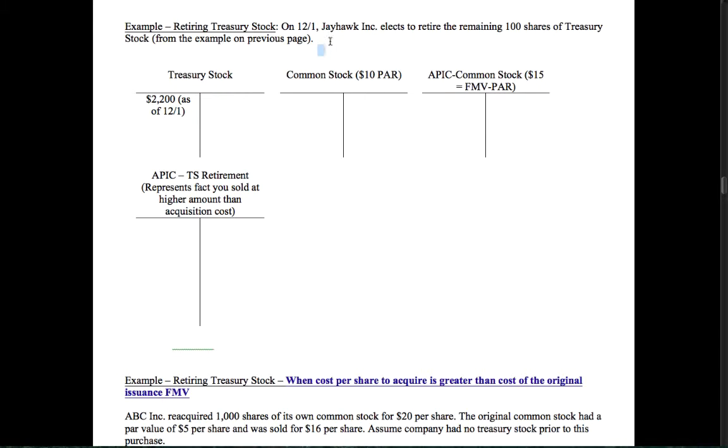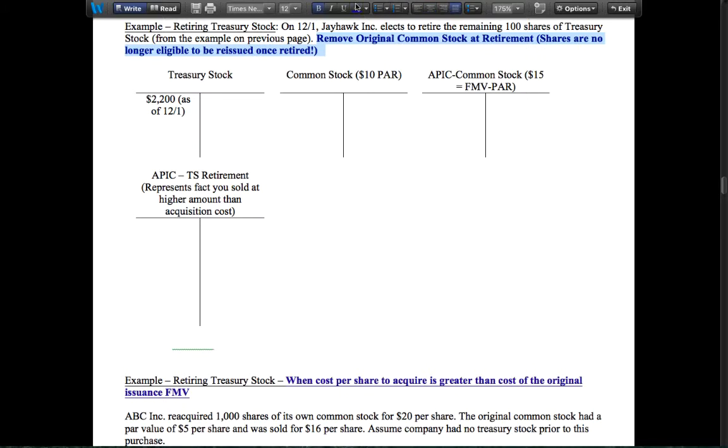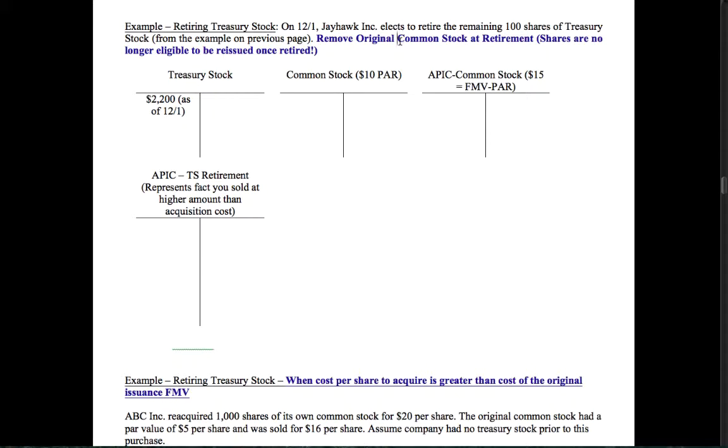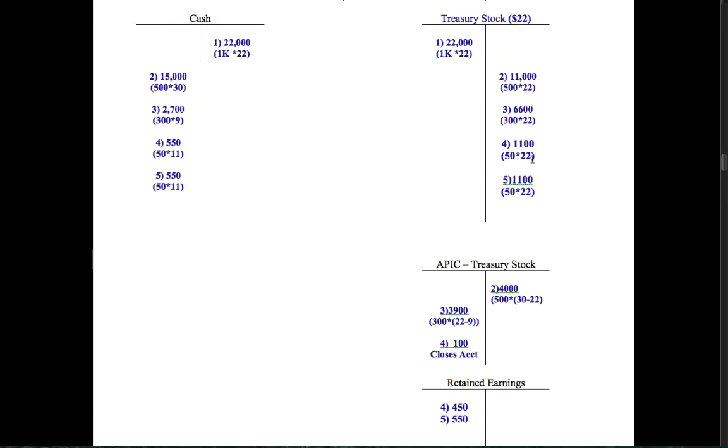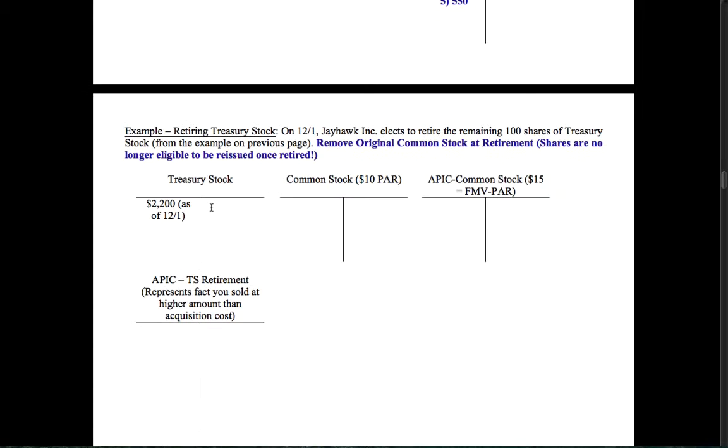And there is a note that says just that right there. You remove the original common stock as retirement because you're no longer eligible to reissue those shares once they are retired. From our example on the previous page, if you take the $22,000 minus all of those entries, it gives you $2,200 as the balance at the date of retirement.